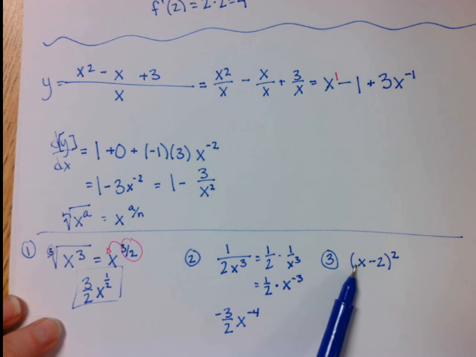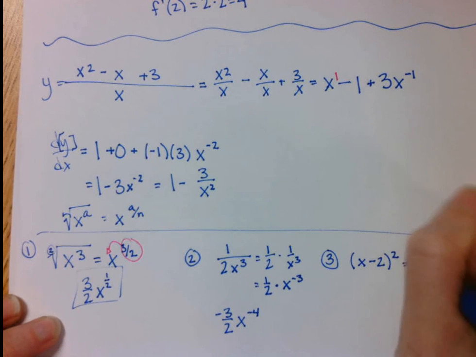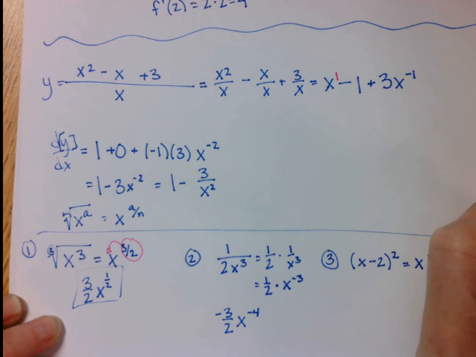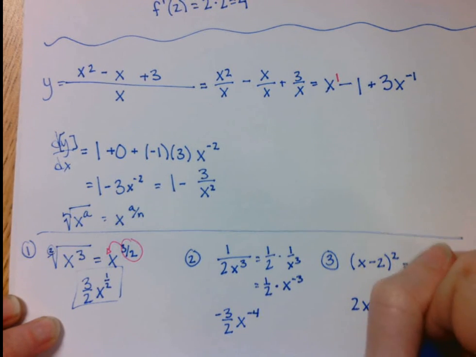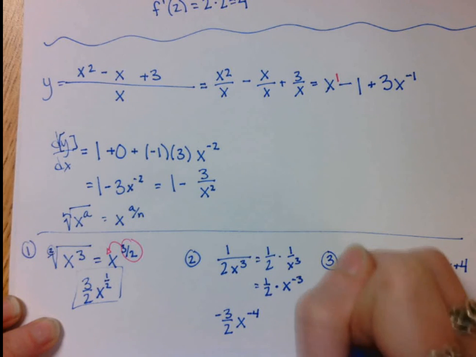For 3, x minus 2 squared, we should just FOIL this out. x squared, minus 2x, minus 2x, plus 4, so x squared minus 4x plus 4. From there, we should end up with a 2x minus 4. So these are each of our derivatives, y prime.